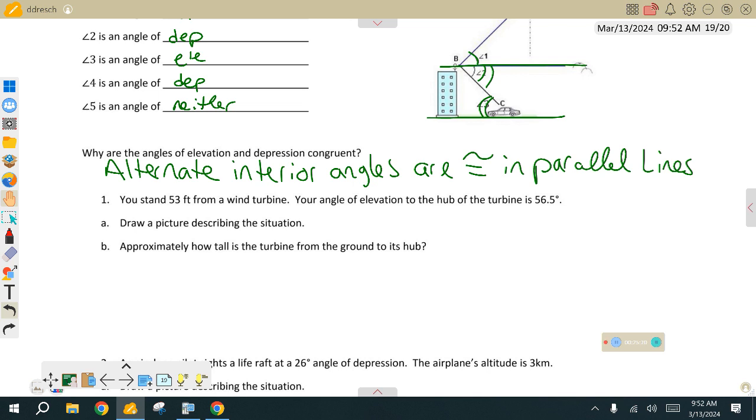So let's do one. Draw me that picture. Now when we say wind turbine, just think about a windmill. If you drive up 55 north, maybe about an hour and a half away from here, there's a big old windmill farm on the left side, right side of the road. So just think about a windmill farm.